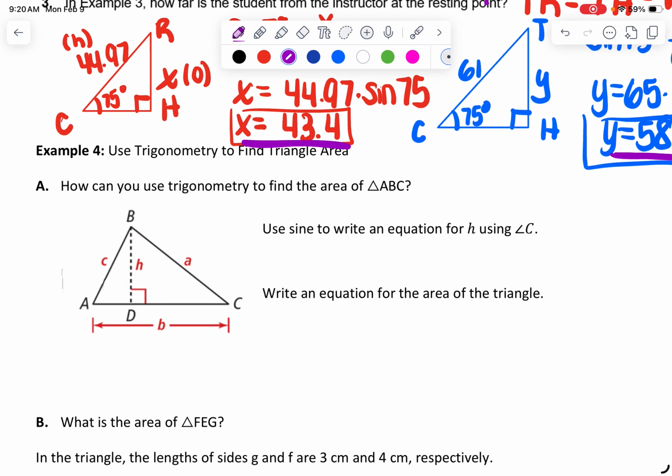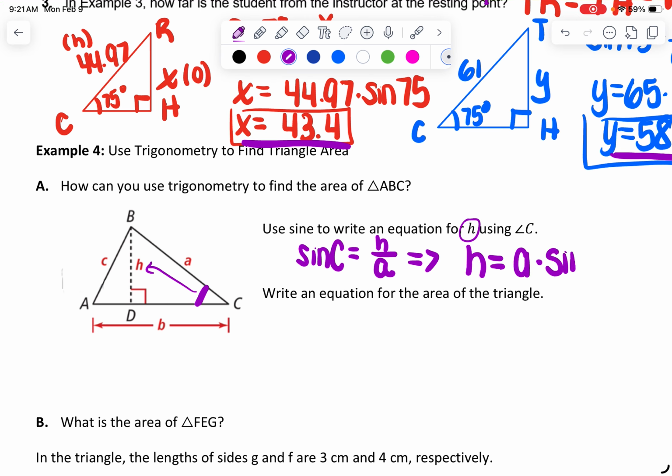It says, how can you use trig to find the area of triangle ABC? So the first thing is, it says use sine to write an equation for H using C. So what I have is this as angle C. I know sine of C is opposite over hypotenuse. So opposite here would be H over your hypotenuse, which is A. But then it says an equation for H. So in other words, I'm just going to multiply A to both sides, and so I would get H equals A times sine of C.